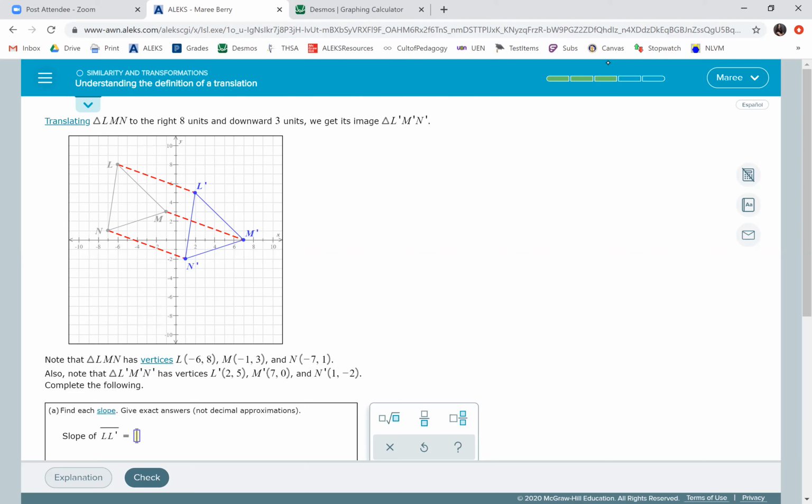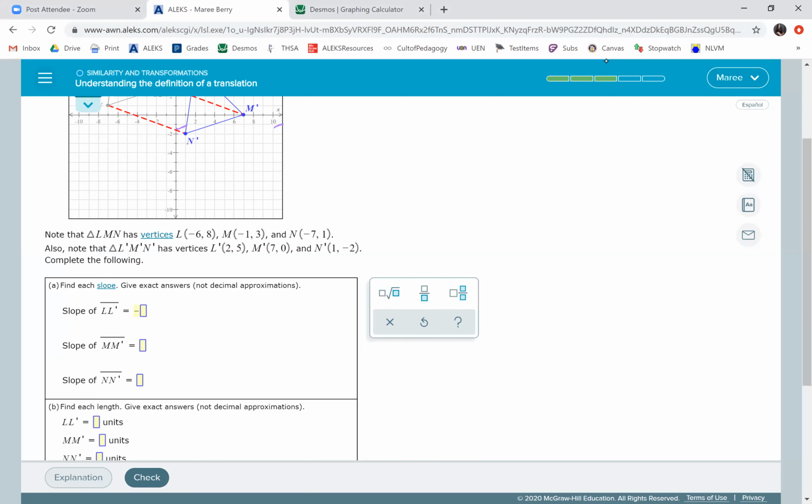We want the slope between L and L prime. That's negative, and it's up 3 and to the left 8. So it's negative 3/8. If you want to know where I got that so quickly without actually counting, it's right here. So negative 3/8, and I'm going to put that in for all 3 of those answers.